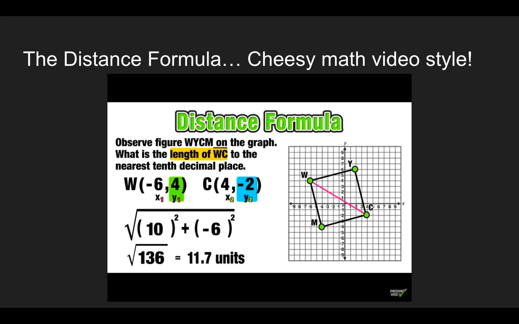And since the question asks us to round to the nearest tenth decimal place, we'll round our answer to 11.7, the length of line segment WC.